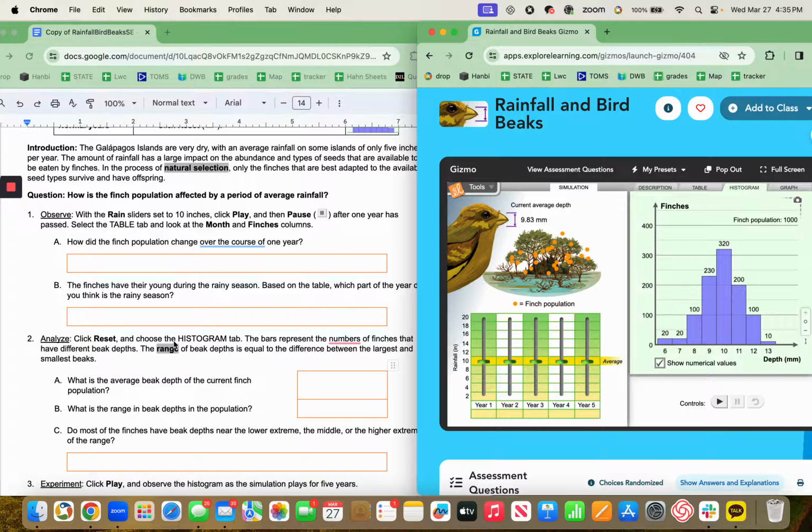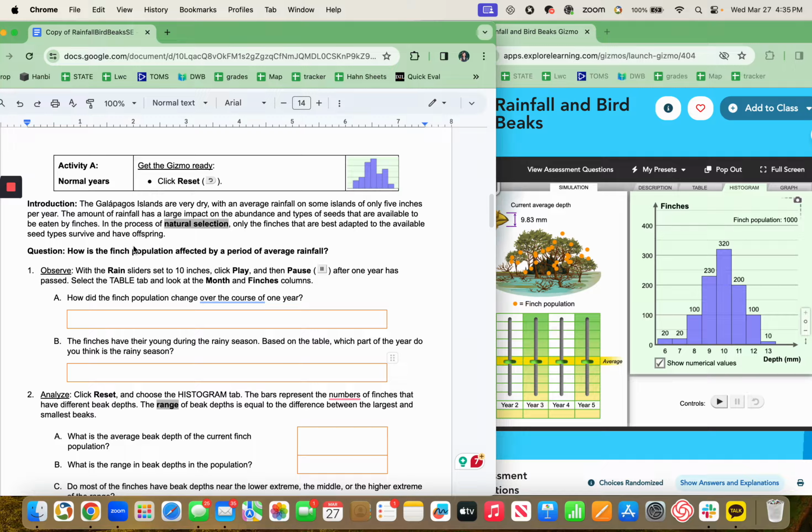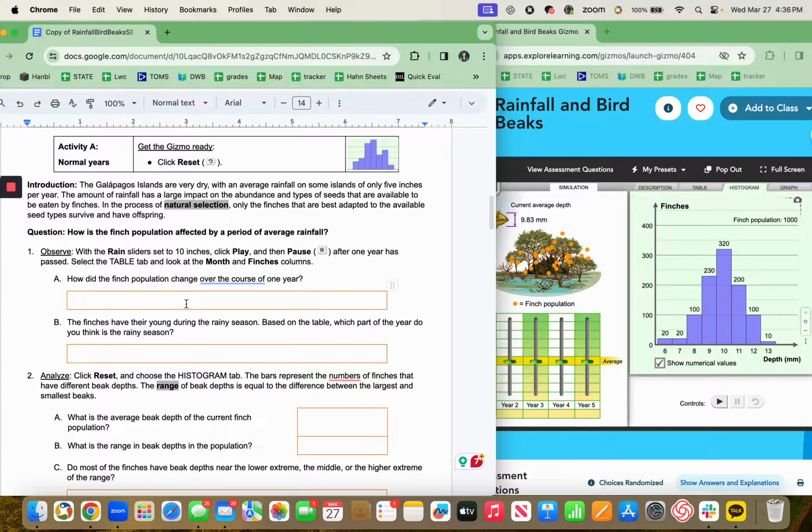Okay, so let's go ahead and read the introduction. It says the Galapagos Islands are very dry. Some islands get only 5 inches of rain. That has a big impact on the type of seeds available. In the process of natural selection, only the finches that are best adapted to the available seed types survive and have offspring. So we're going to go ahead and set the rain to 10 inches, and we're going to click play and pause after 1 year.